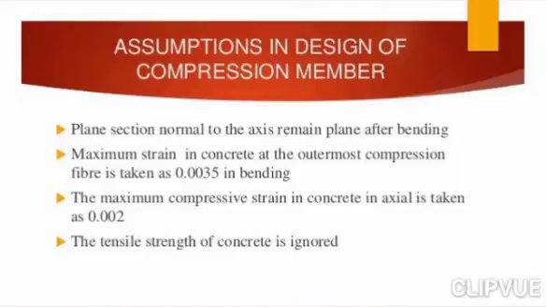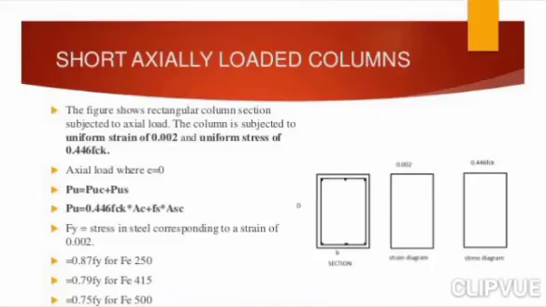The assumptions in design of compression members. The plane section normal to the axis remains plane after bending. The maximum strain in concrete at the outermost compression fiber is taken as 0.0035 in bending. The maximum compressive strain in concrete in axial compression is taken as 0.002. The tensile strength of concrete is ignored.